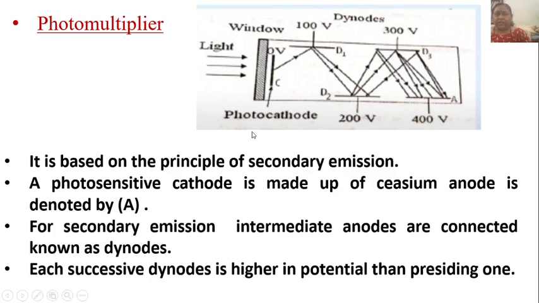Now as shown in the figure, it is based on the principle of secondary emission. A photosensitive cathode is denoted by C, and the anode is denoted by A as shown in the figure. For secondary emission, intermediate anodes are connected, known as dynodes. See, the dynodes are denoted here by D1, D2, D3. Each successive dynode is higher in potential than the preceding one.